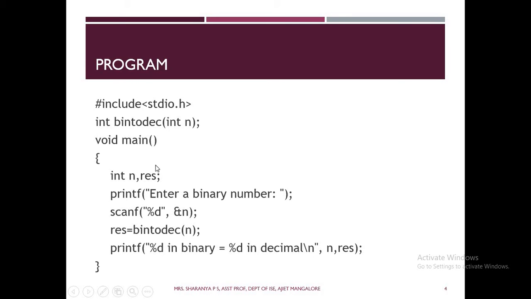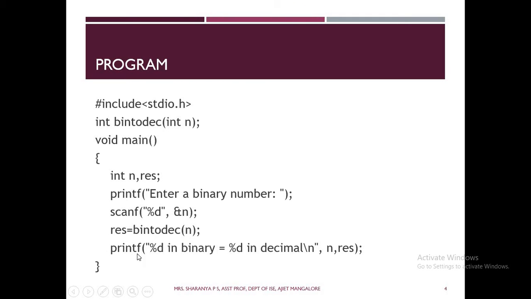And then one more variable called result, which is used to store the final result computed by the function binary to decimal. The next step is to call the function, binary to decimal, and for this function we have to pass the value taken from the user, that is nothing but the binary number present in the variable n. So we are passing the parameter n to binary to decimal, and the result will be stored in the variable result.